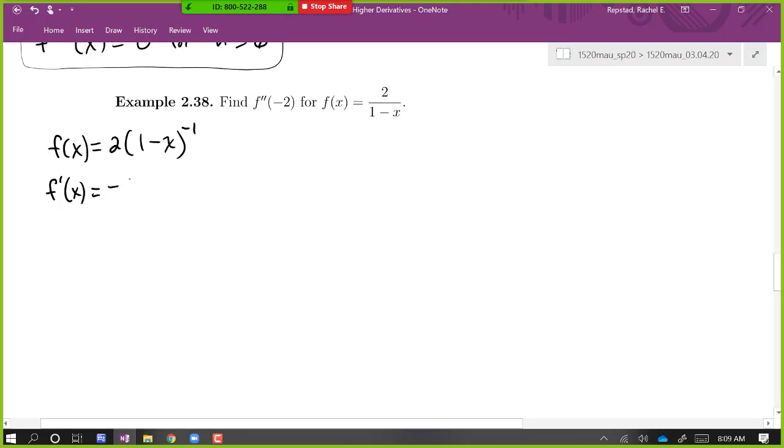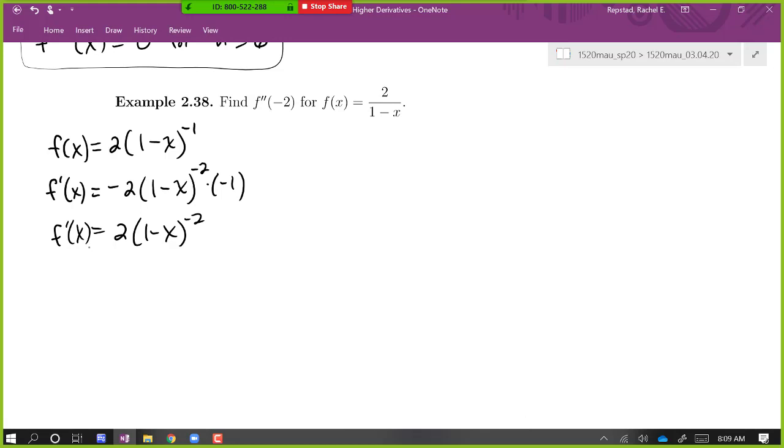Negative times 1 minus x to what power? To the -2 power? And then times -1? Yeah, so then I'll just clean this up a little bit. We have now a +2, 1 minus x to the -2. So there's f prime, and I'm going to leave it in that form because I want to find f double prime. And again, notice I don't have to use the product rule or anything here, right? There's only one of the factors that has an x in it.